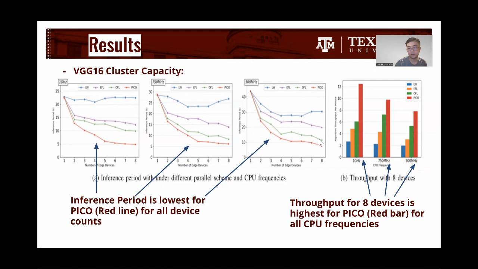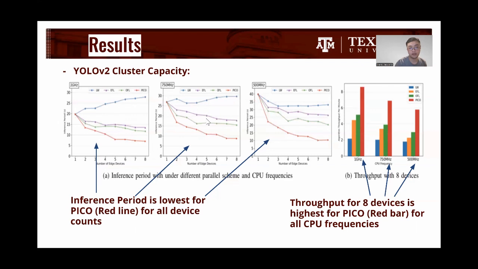And then you can also see that the throughput for the 8 devices is highest for the Pico, which is the red bars over here. And this is true for all CPU frequencies, so these 3 CPU frequencies. And then you can see similar results on the YOLO V2. And so Pico is the lowest for latency. And then Pico is the highest for throughput.